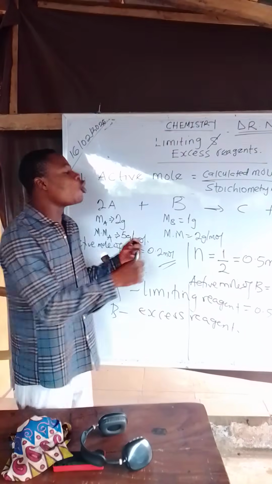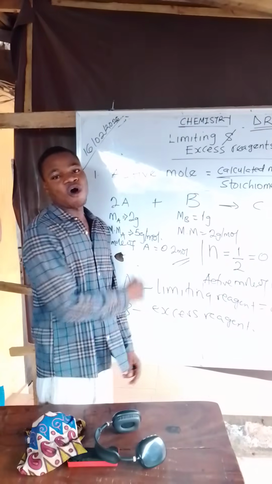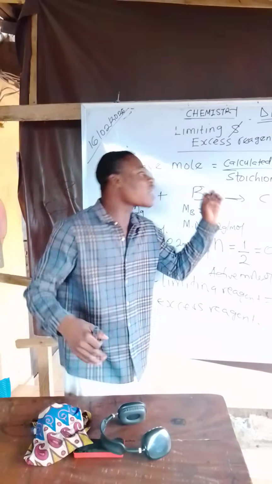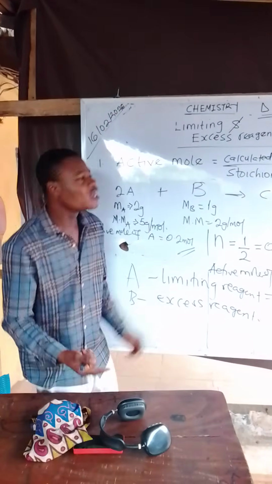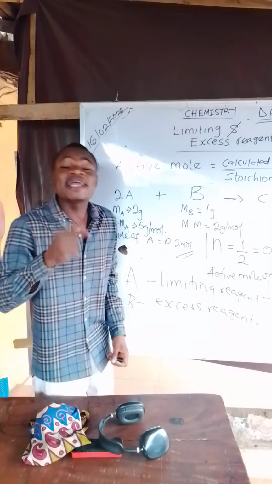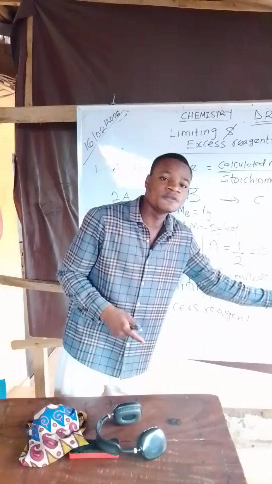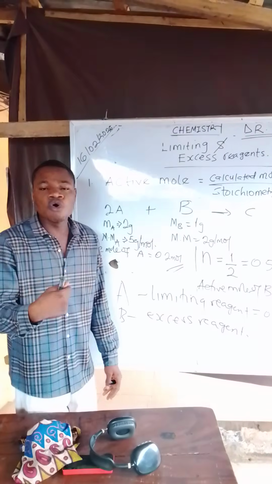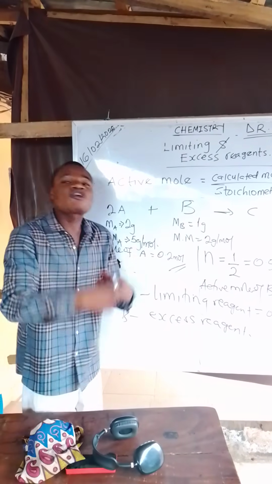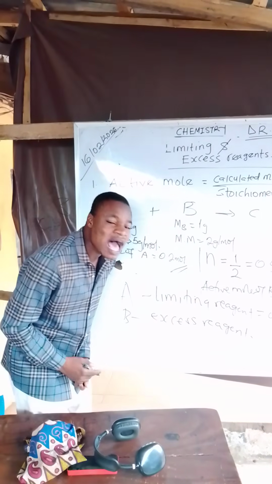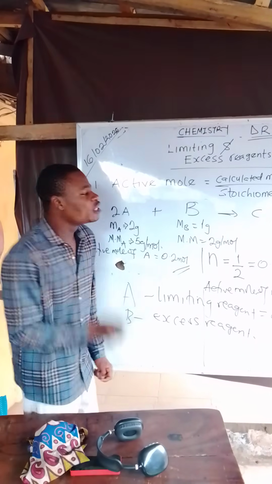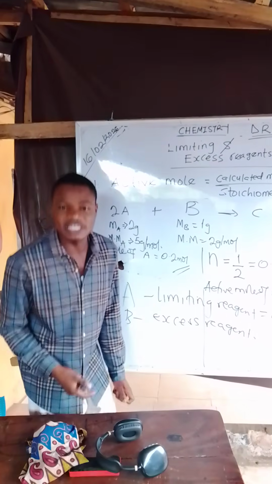Again, you will firstly calculate the number of moles of each of the elements in the reactant using active mole equals calculated mole over stoichiometric mole. The number of mole you calculate by yourself is called calculated mole. The number of mole in a balanced chemical equation is called the stoichiometric mole. So if you calculate the active mole, you now go and compare. Any compound or element that has the smaller number of active moles is called your limiting reagent. The one that has the higher number of active mole is called the excess reagent.